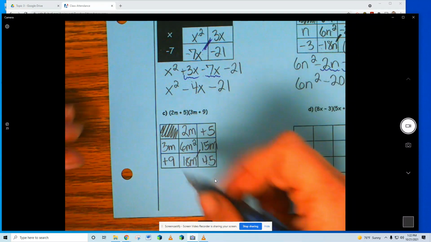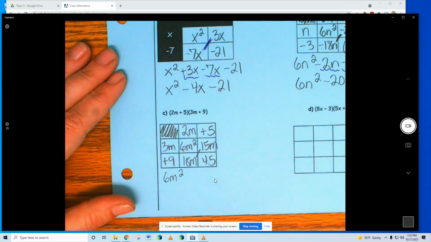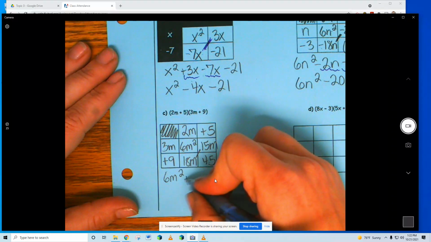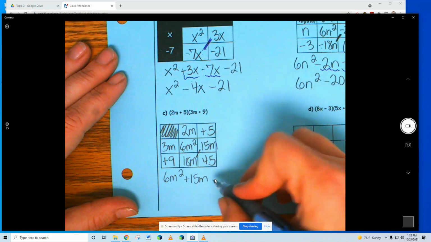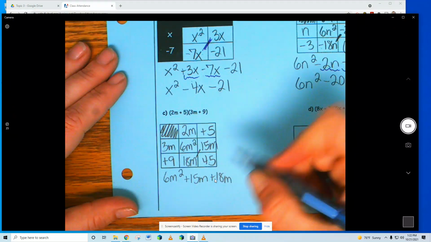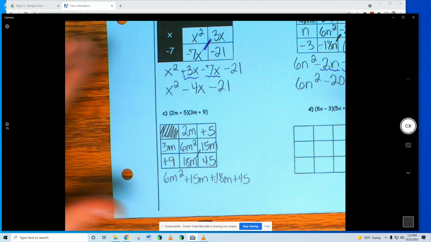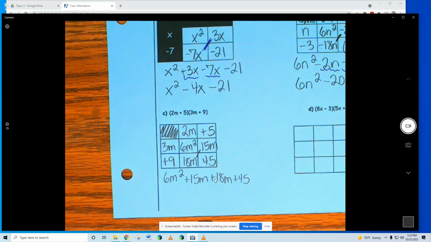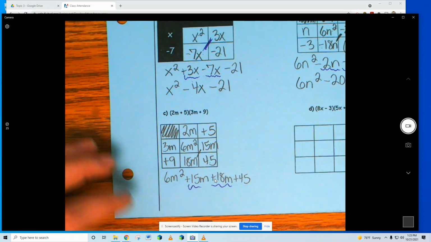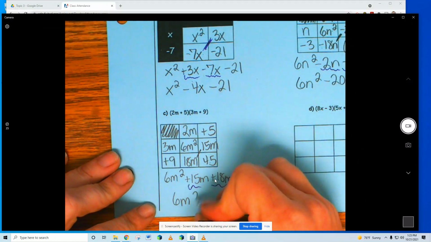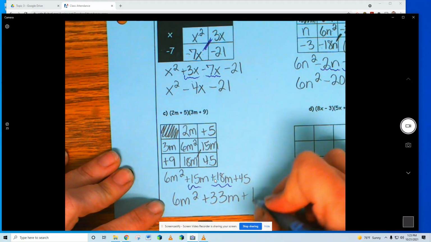All right. 6m squared comes first. Plus 15m. I'm just going in order of the boxes. Plus 18m. Plus 45. And then final step, what went together? Yeah, what was 15 plus 18? 6m squared plus 33m plus 45.